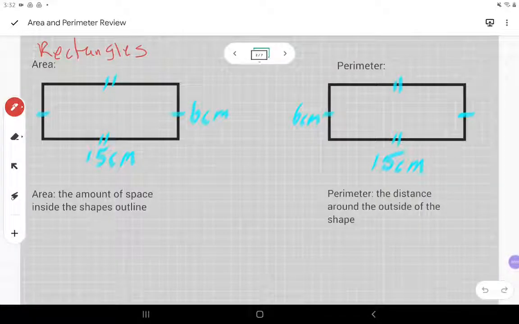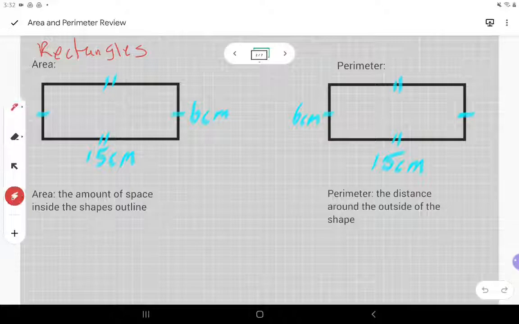Continuing our review of area and perimeter, we're going to work on rectangles. As a reminder, area is the amount of space inside the shape's outline, so it's how many little squares fit on the inside. Perimeter is going around the outside of the shape, and so you could pretend you've got somebody walking around all the outside lines.